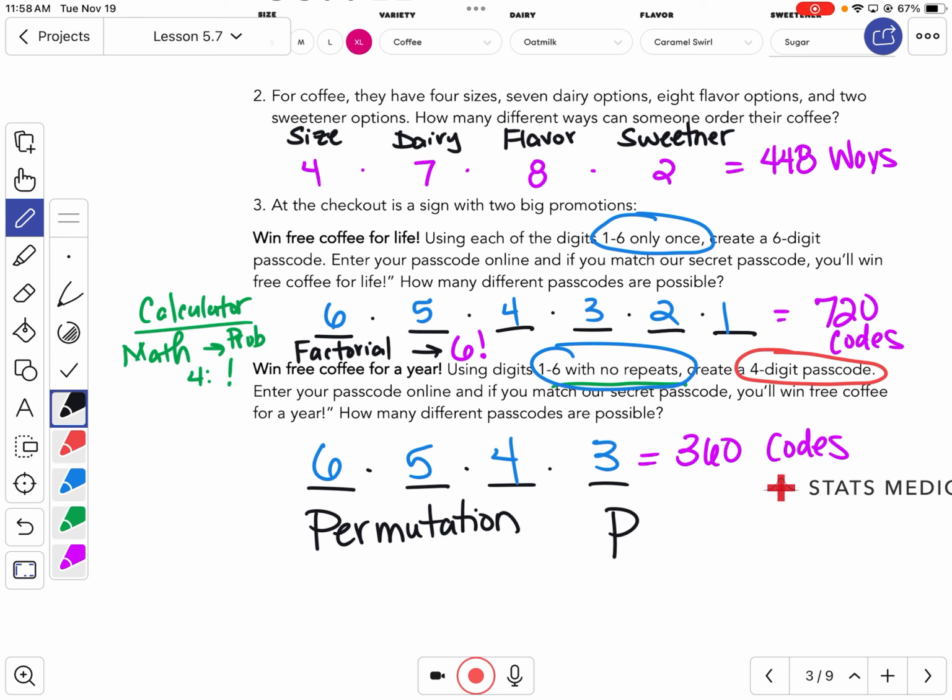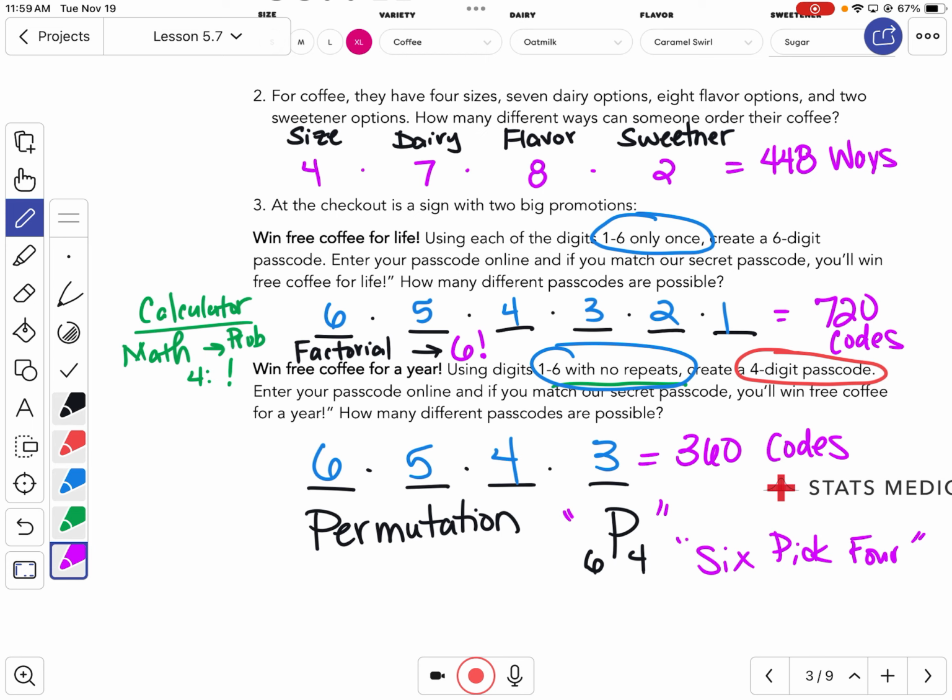How many digits did I have to choose from? 6. But how many places did I want? 4. And that's what it means. I would call that 6 pick 4. That's how I would say it for a permutation.